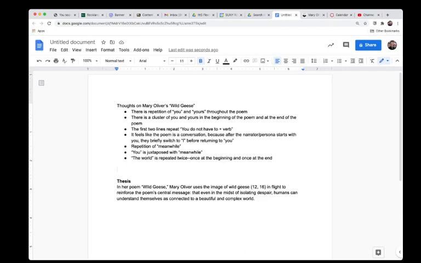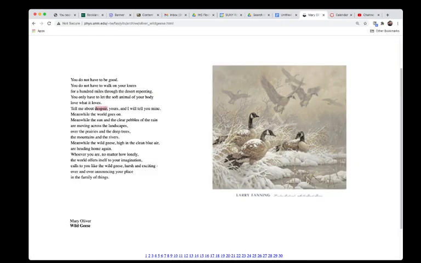But I also want to point out a really important pragmatic thing here, okay? After talking about Mary Oliver's image of wild geese, I have put the numbers 12, 16 in parentheses. This is a reference to line numbers. I'm going to switch back to her poem. The first reference to wild geese is in line 12. The second is in line 16. I am showing my readers where they can find this image.